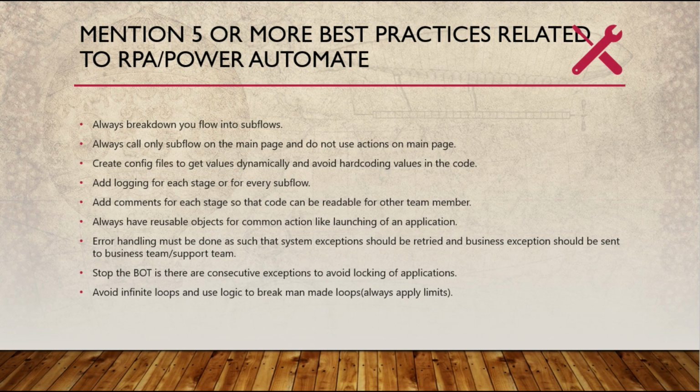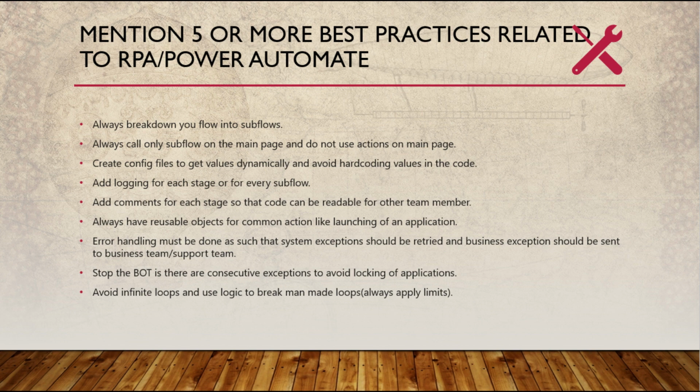Mention 5 or more best practices related to RPA Power Automate. 1. Always break down your flow into subflows. 2. Always call only subflows on the main page and do not use actions on the main page. 3. Create config files to get values dynamically and avoid hard-coding values in the code. 4. Add logging for each stage or for every subflow. 5. Add comments for each stage so that the code can be readable for other team members. 6. Always have reusable objects for common actions like launching of an application.